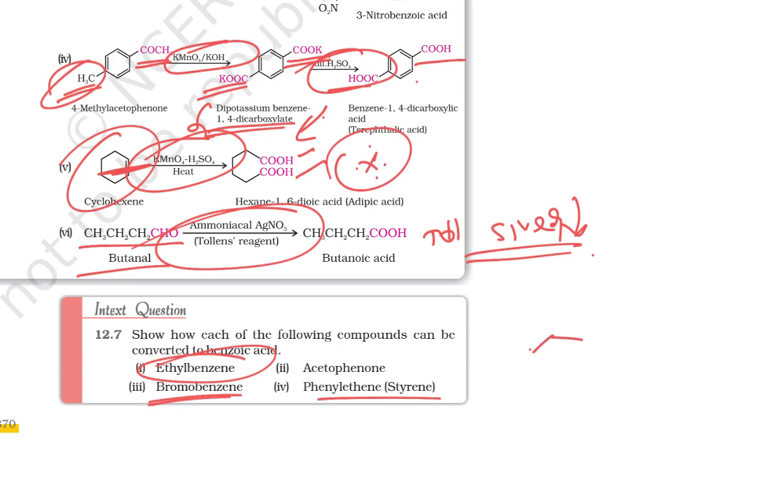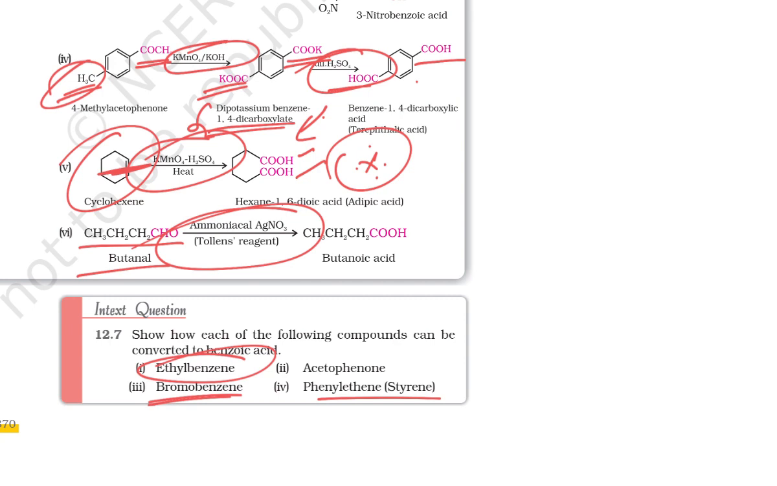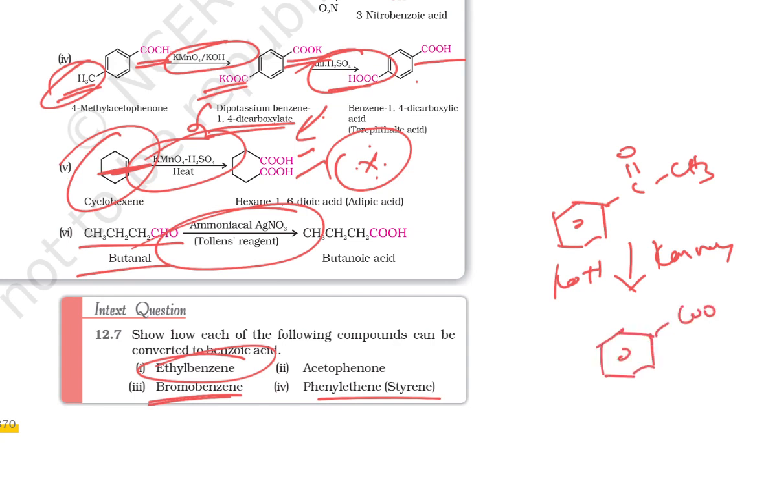I already discussed this with you. So this is your ethylbenzene, it undergoes oxidation and gives rise to potassium benzoate. Clear? Then acetophenone also, when it reacts with KMnO4 and KOH, gives potassium benzoate. This potassium benzoate reacts with H3O+ and gives rise to benzoic acid.